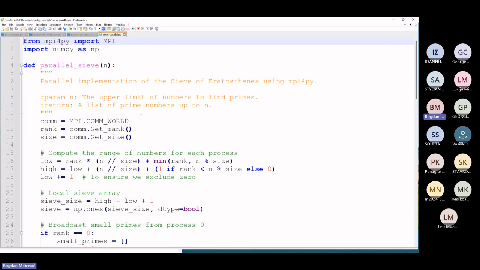This is used to mark all the prime numbers in a list of numbers. So prime numbers are the numbers that are divisible only by themselves and by 1. The first prime number is 2, the second prime number is 3, then 5, then 7, then 11, then 13, and so on. And our goal is to find all such numbers that are divisible only by themselves and by 1 until a certain value. And here the domain decomposition is used to compute the starting number and the ending number at which the process examines whether the numbers are prime or not.